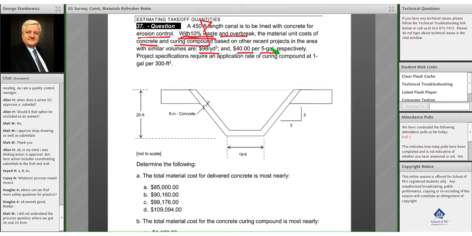Okay, so what we're seeing here is that we have the concrete, and when you're given units such as this, it's $40 for a 5-gallon pail. It does not mean $8 per gallon. Okay, careful with this. You can only buy a 5-gallon pail. So if you needed a half gallon, well, you've got to buy 5 gallons. It's going to cost you $40. It's not going to cost you $4. Okay, so be very careful.